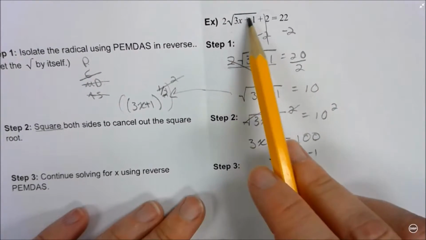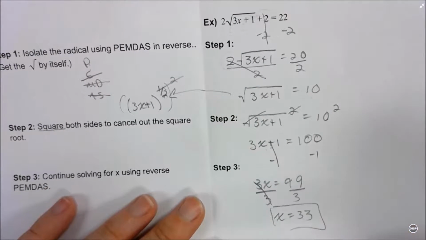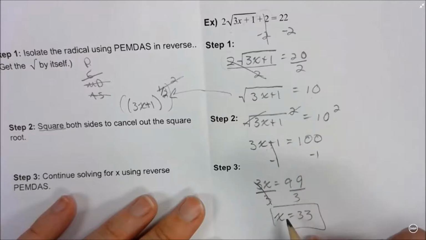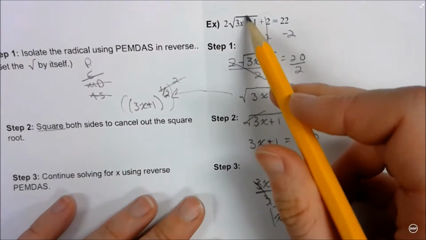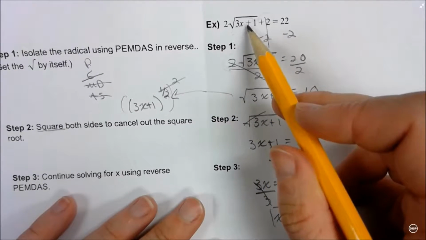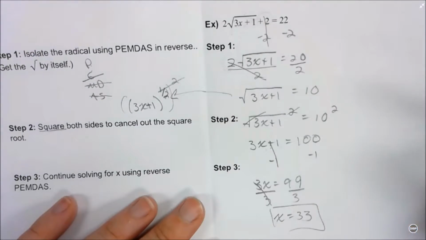Whenever we do square roots, it's a good idea to go back and check and make sure that your square root is not going to have a negative number inside it, because we are using real numbers here, not complex or imaginary. So if you put 33 in for x, 3 times 33 is 99, plus 1 is 100. Square root of 100 is 10. 2 times 10 is 20, plus 2 is 22, so it works out.